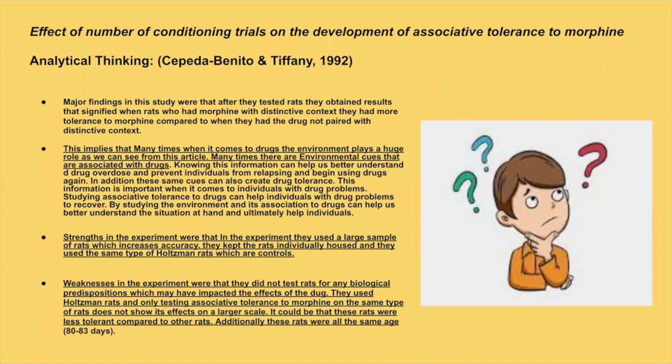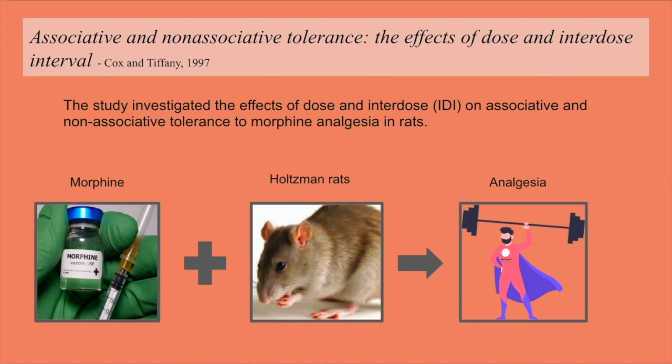Strengths in this experiment were that they used a large sample of rats with increased accuracy. They kept the rats individually housed, and they used the same type of Harlan rats, which were controls. Weaknesses in the experiment were that they did not test rats for any biological predispositions, which may have impacted the effects of the drug. They used the same type of rats and only tested associative tolerance to morphine on them, so it does not show its effect on a larger scale. It could be that these rats were less tolerant compared to other rats, and additionally, these rats were all the same age.